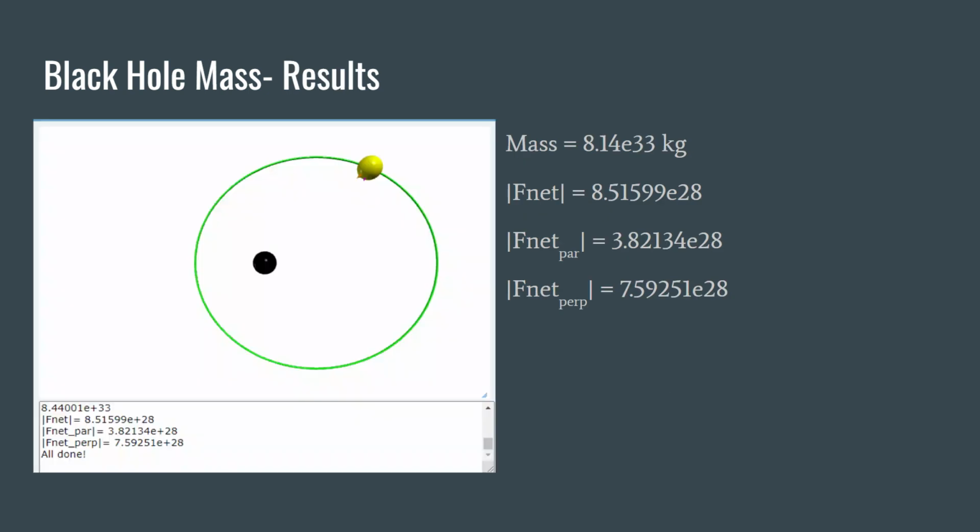And then our results showed a mass of 8.14 e30 kilograms, found by taking all the output masses, plugging them into an Excel spreadsheet, and then finding the average. The different FNet components can be seen above.